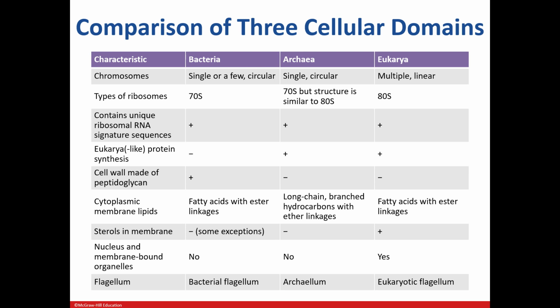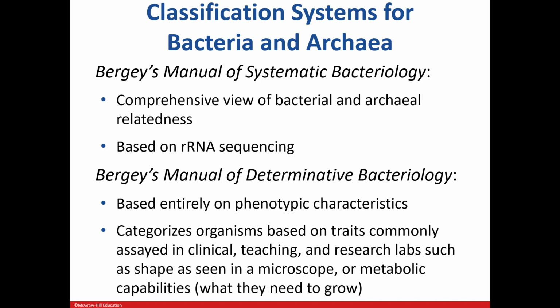This particular table is great as it helps to show you the comparisons between the 3 major domains. How do we classify these organisms? Bergey's Manual of Systematic Bacteriology looks at genetic sequences, whereas the Manual of Determinative Bacteriology uses those characteristics that we can physically see.